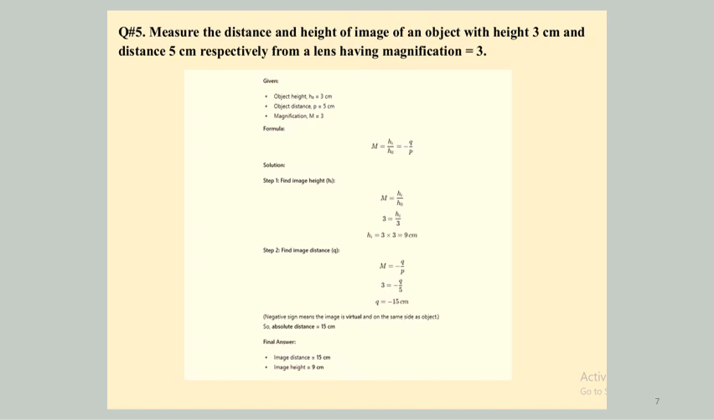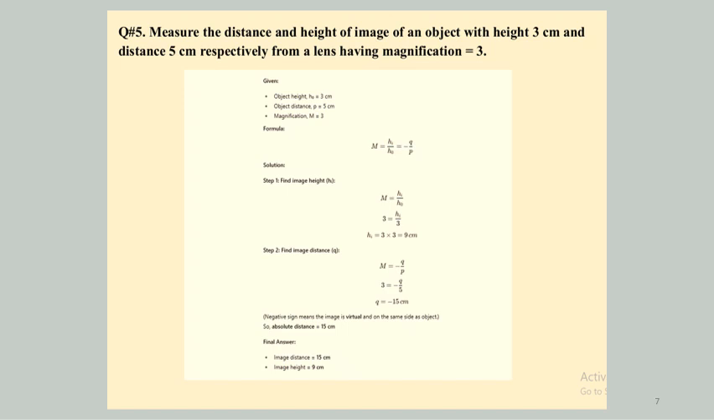The formula of magnification is m equal to height of image divided by height of the object, which is equal to minus q divided by p. To find the image height, we will put the magnification value 3 and the height of object value 3 as well. We will get the height of image, which will be 9 cm.